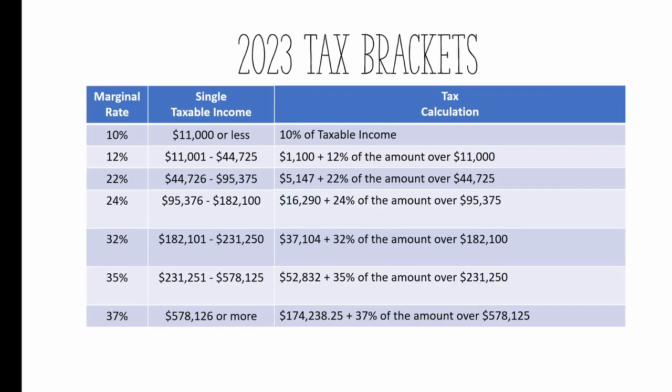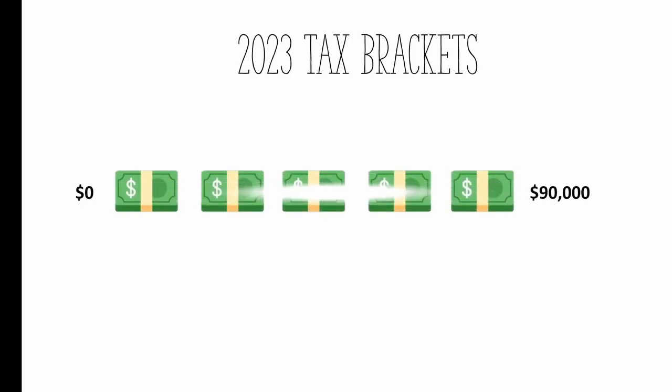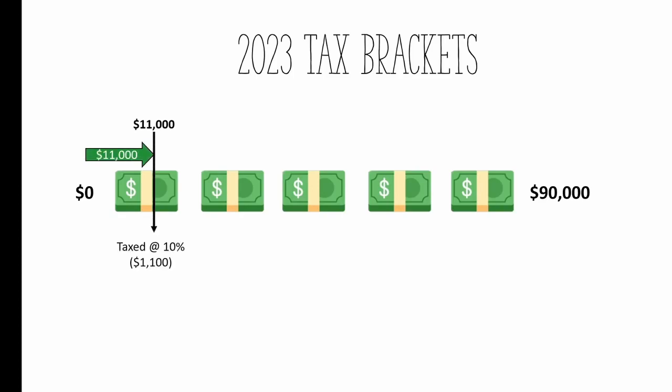So here's a visual representation of this calculation. From left to right, we have our taxable income of $90,000. The first bracket ends at $11,000 and is taxed at 10%. So this comes out to $1,100. The next bracket ends at $44,725 and is taxed at 12%.